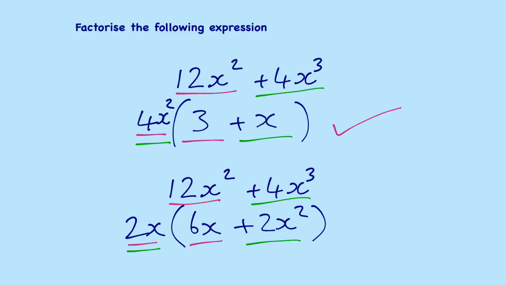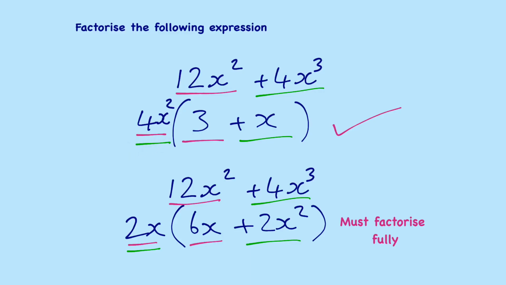And I'm done. This, unfortunately, is not the right answer. This is because it has not been factorised fully. With all factorisation questions, you must always factorise fully. That means you find the biggest number that will divide into both these and the biggest number of x's. So as you can see above, it should have been 4x squared.